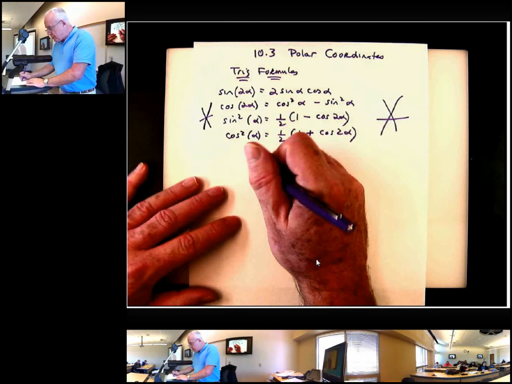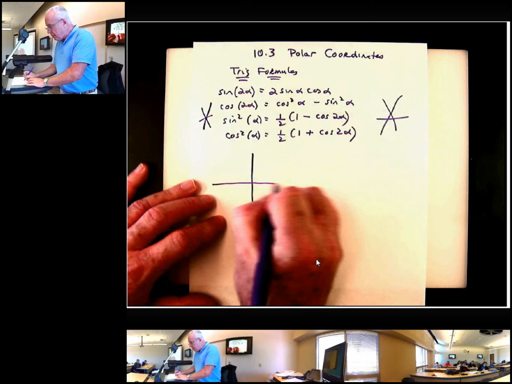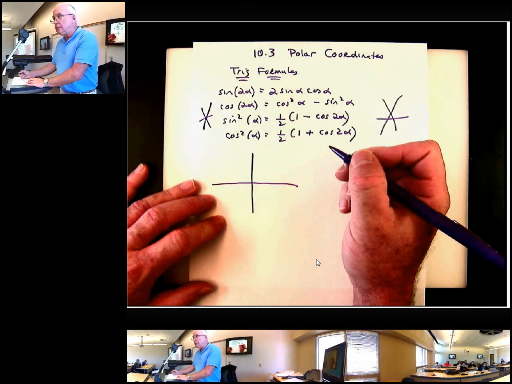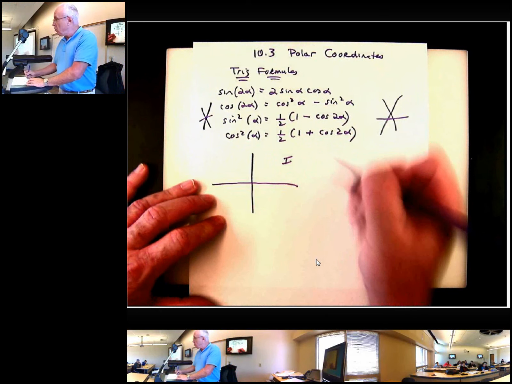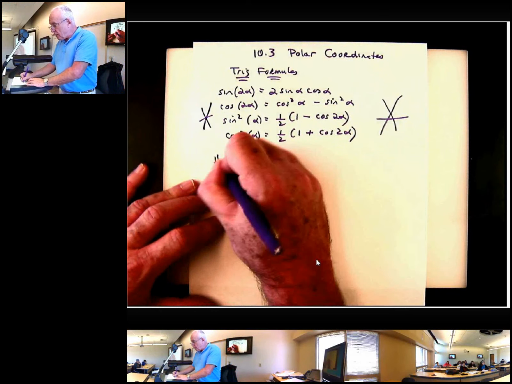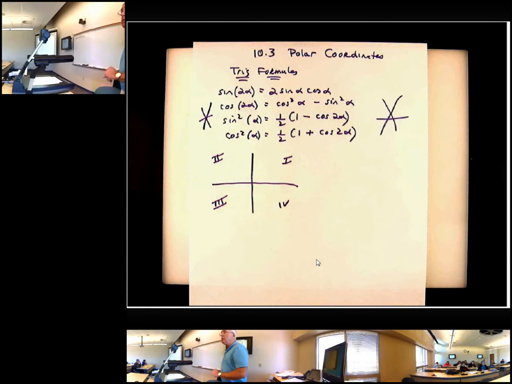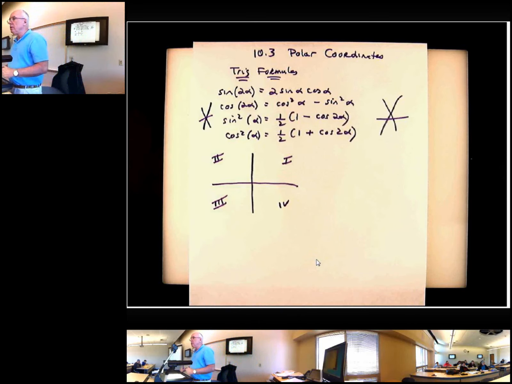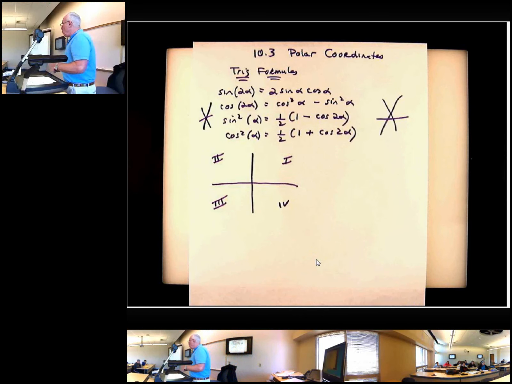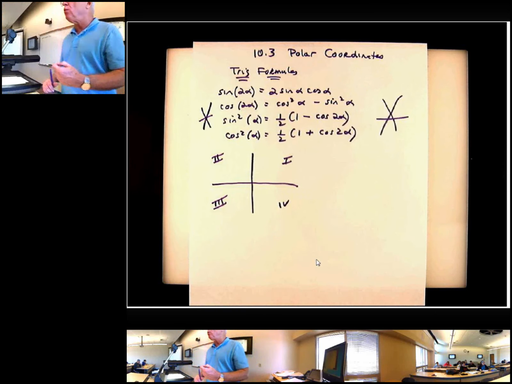The next thing, just a little recap here, the 4 quadrants. We start, number 1 is in the upper right. We go counterclockwise. So we have the 4 quadrants. And does anybody remember a little 4-word stupid statement to help you remember what's plus or minus in each one of these 4 quadrants?